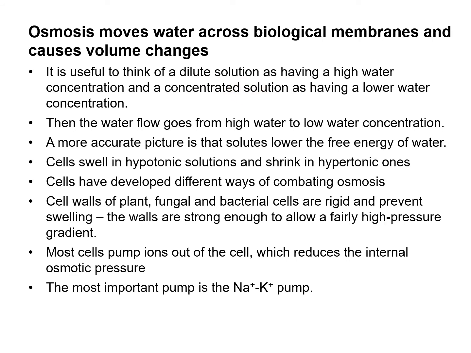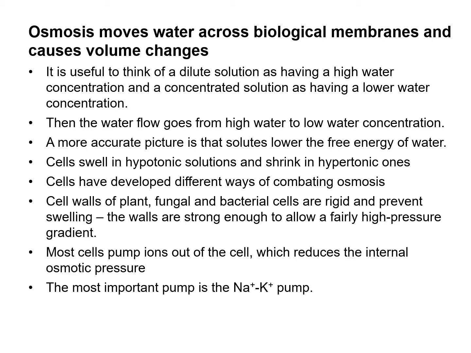The cells basically swell in hypotonic solutions and shrink in hypertonic ones. And cells have developed different ways of combating this osmosis because otherwise, if the cells cannot control it, they will simply burst. So plant, fungal, and bacterial cells developed cell walls around the plasma membrane that are really rigid, and they can prevent swelling because the walls are strong enough to allow a fairly high pressure gradient.